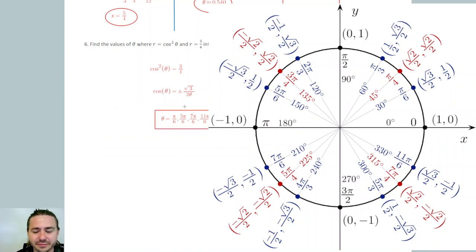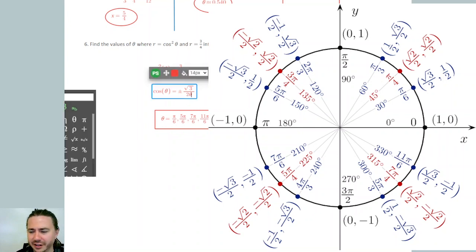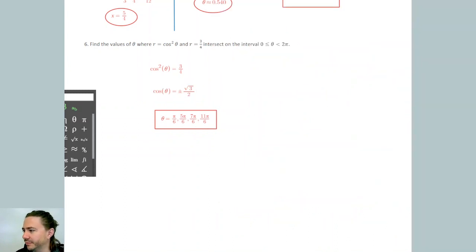I just realized I've got a renegade theta in here. I don't know why that's in there. Yeah, okay, well, there's number 6. Let's take a look at number 7.